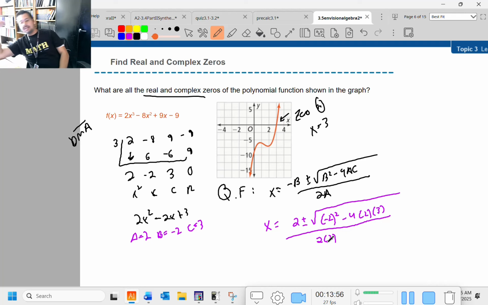Now, what is inside that radical? Inside that radical, this is going to be 4, and we're going to take away 24. We're going to have 2 plus or minus the root of -20, both pieces over 4. And here we have radical simplification.